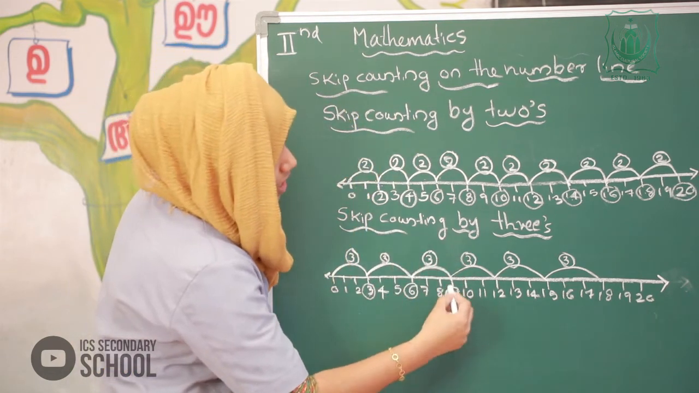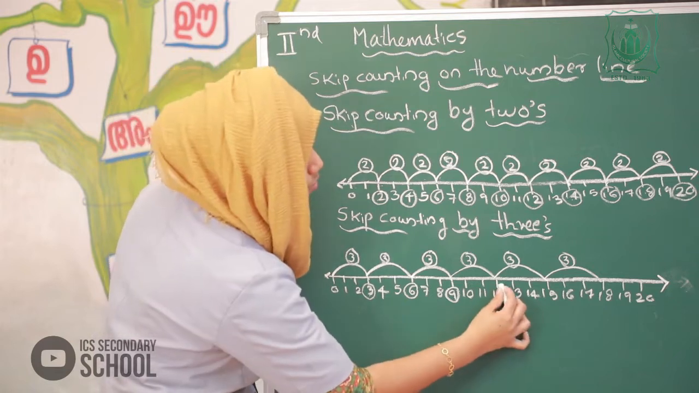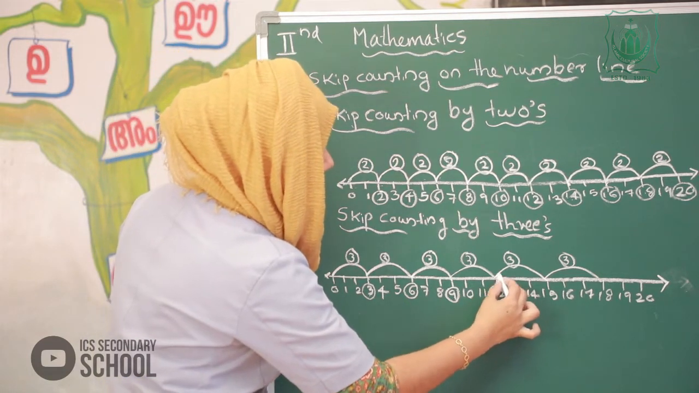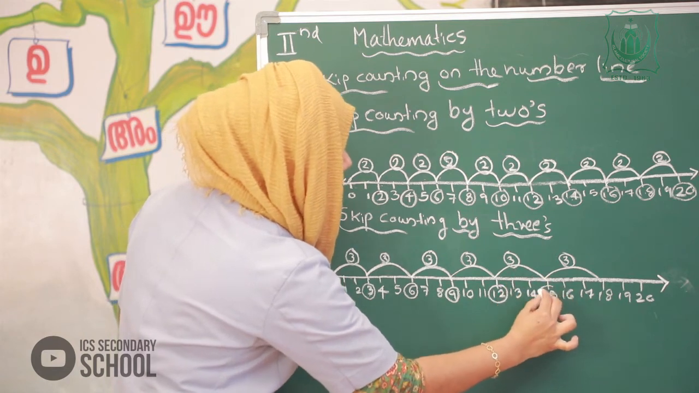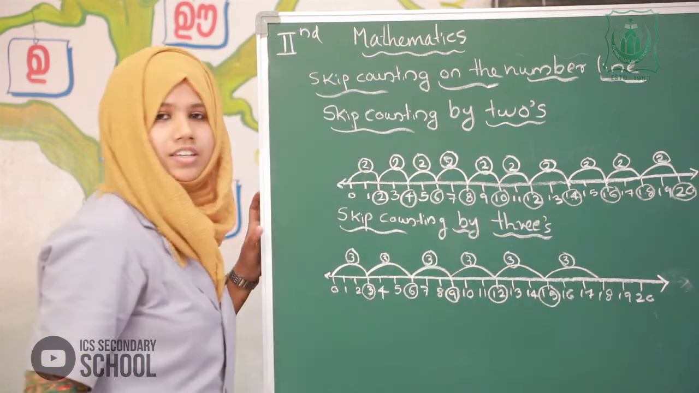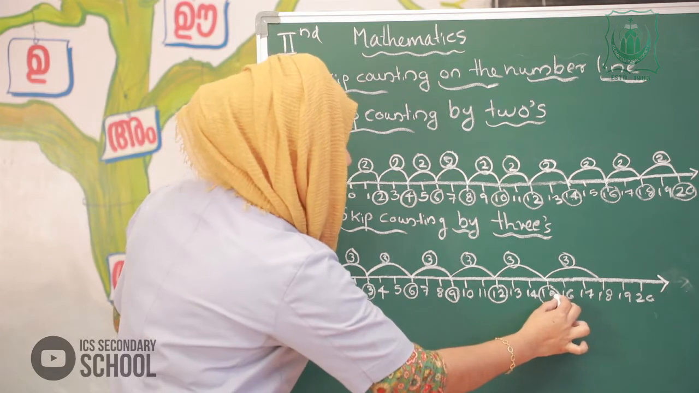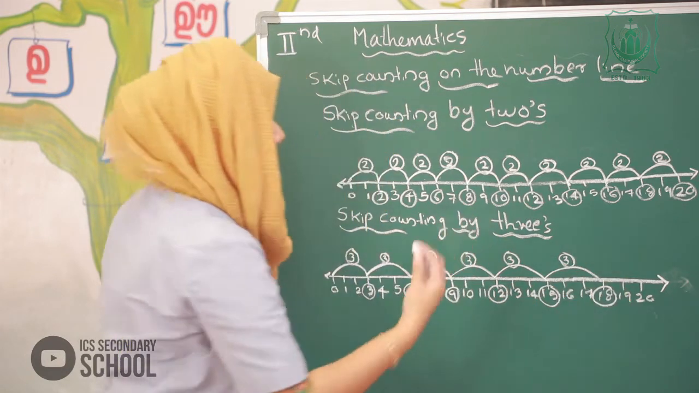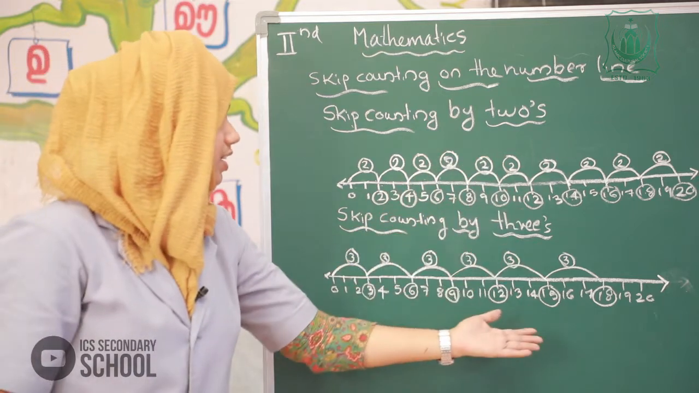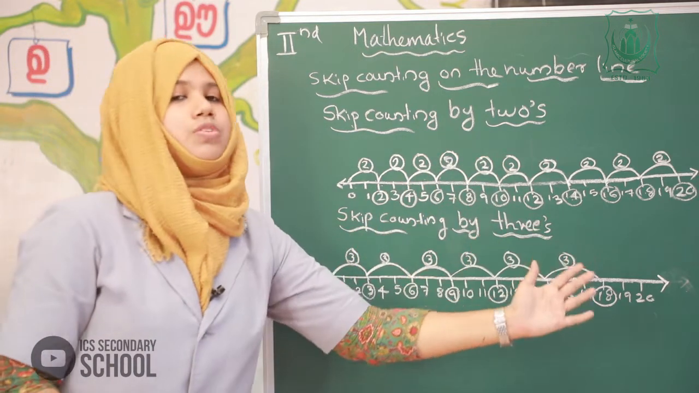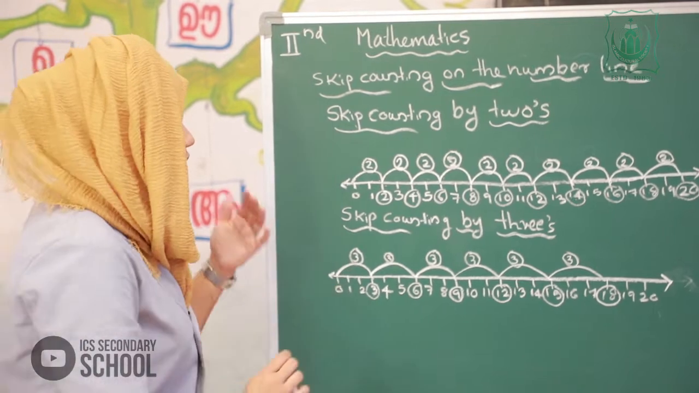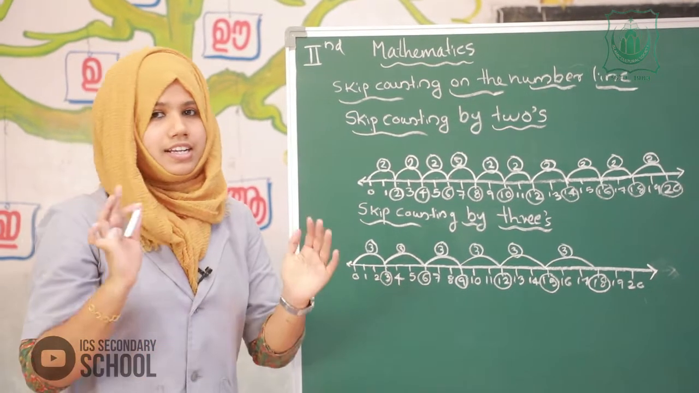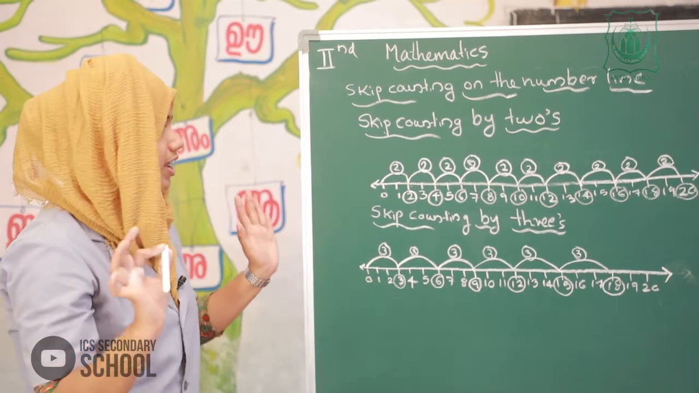From 9, we count again 3. We get 12. From 12 we again count 1, 2, 3. We get the number 15. Again we count 3 from 15 and get 18. Here is the representation of skip counting by 3 on the number line. Is it clear? Okay, very good.